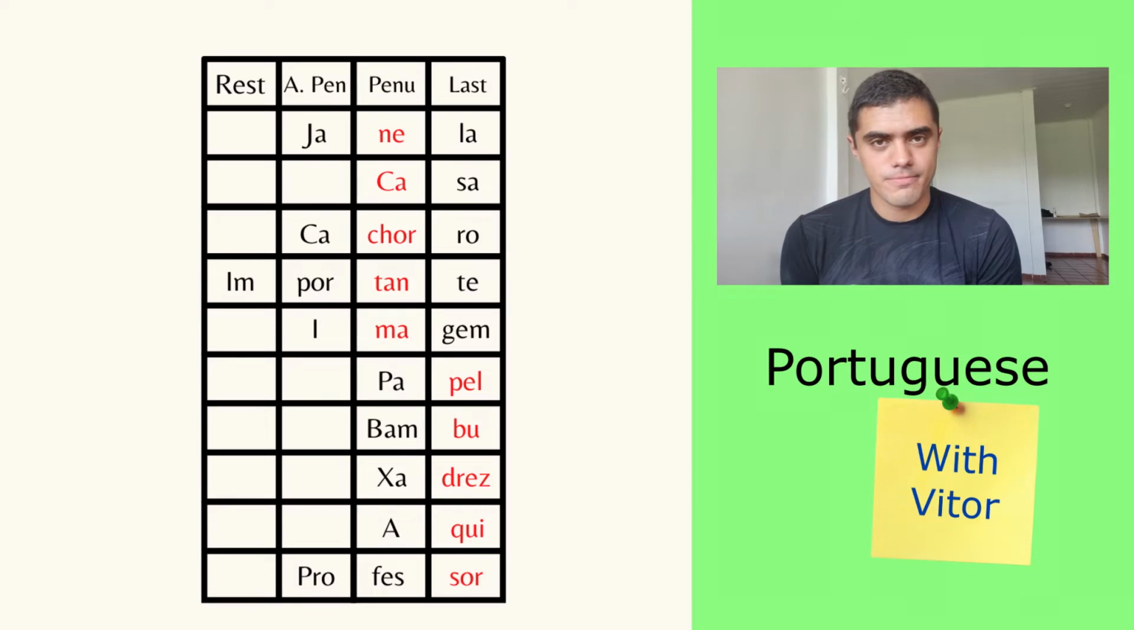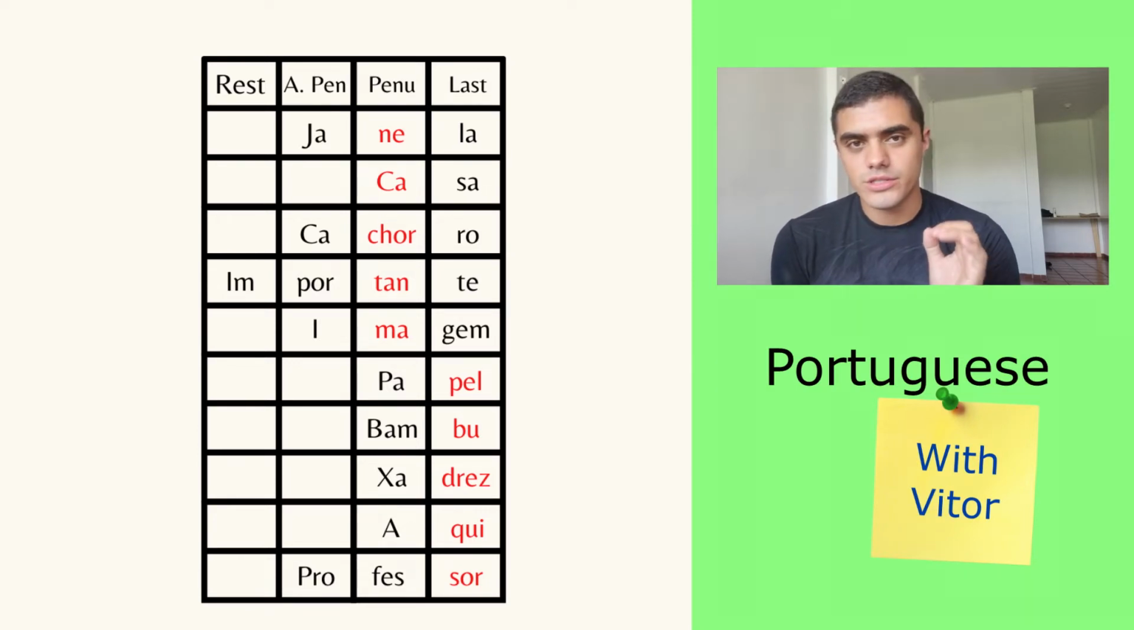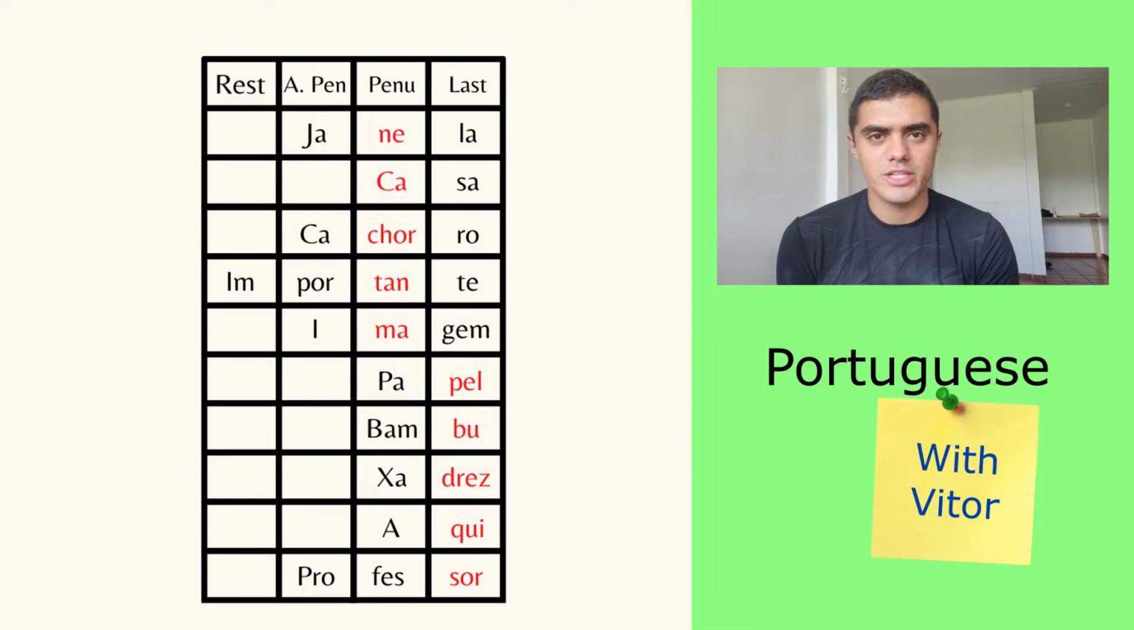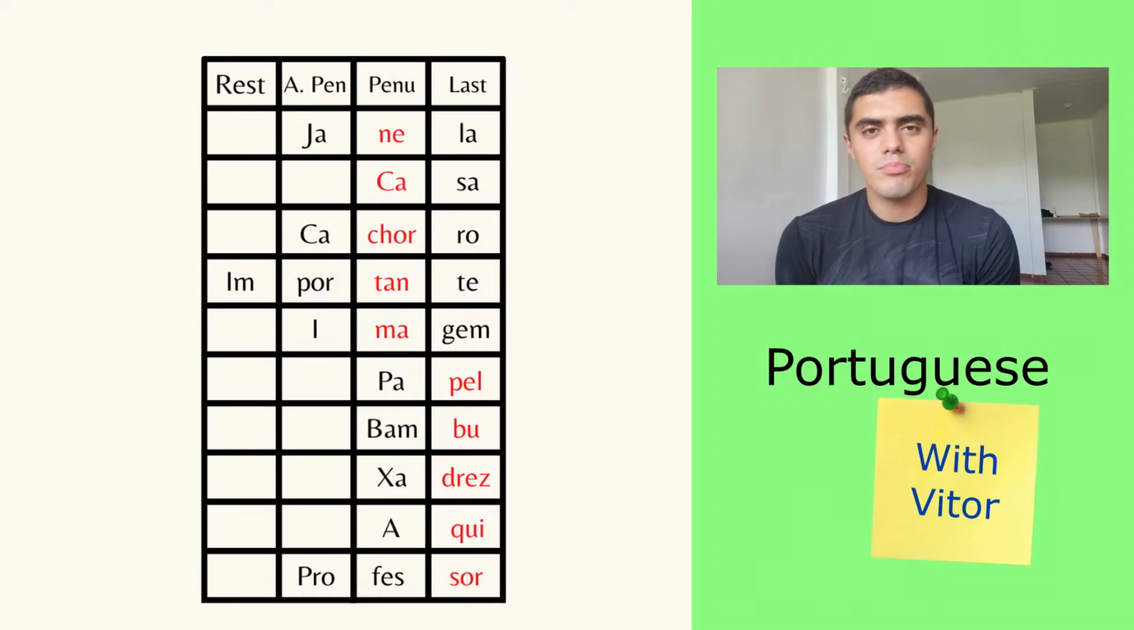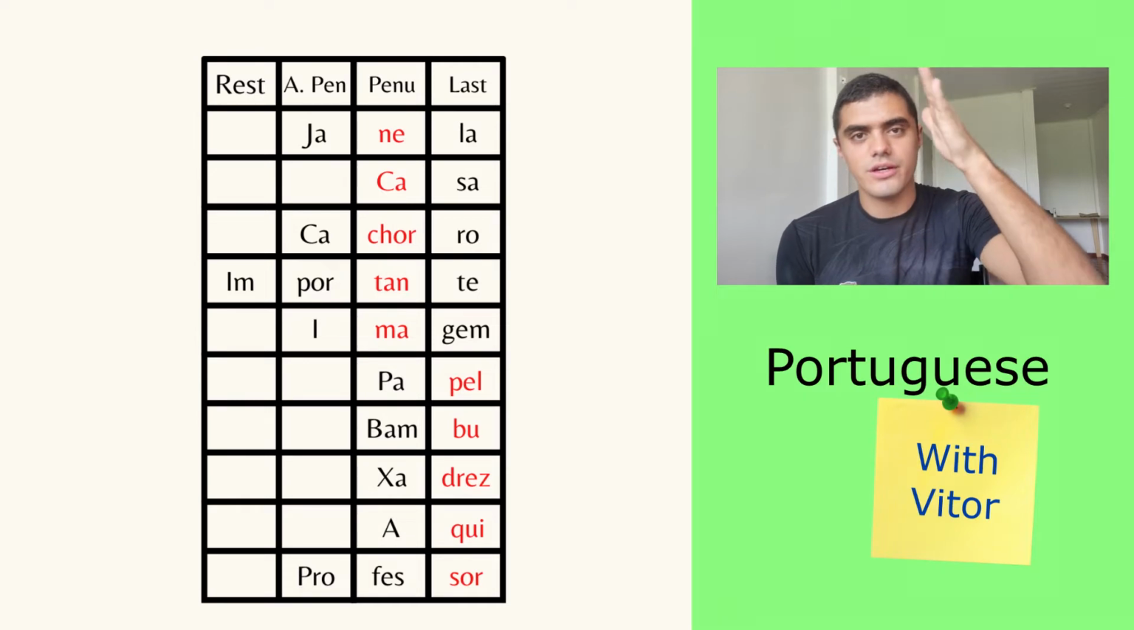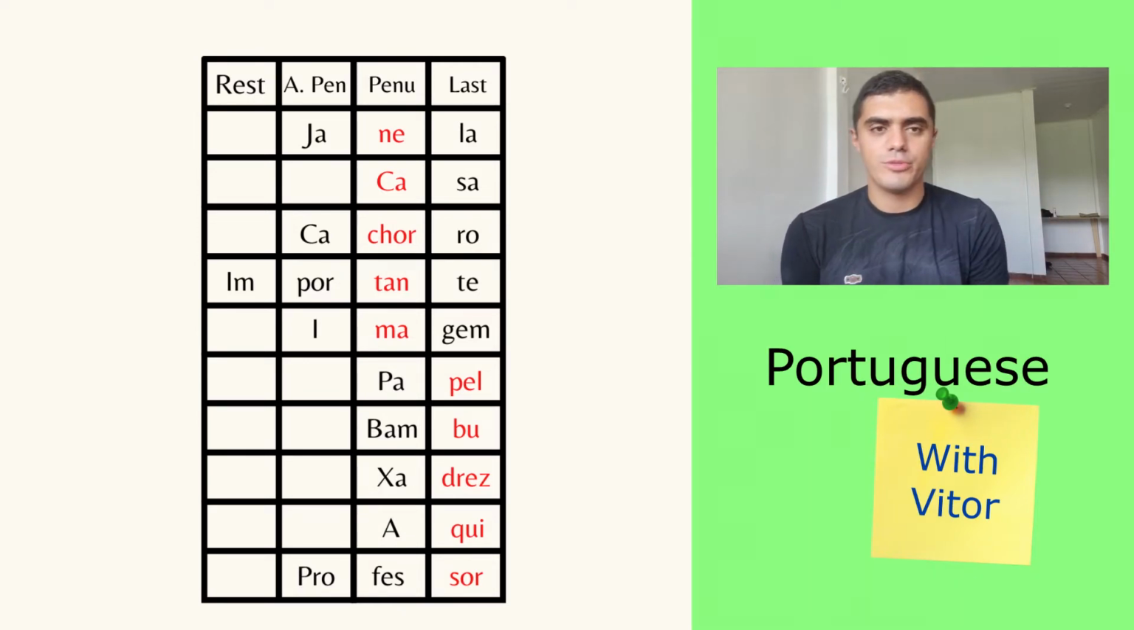Let's see some examples for the penultimate syllable. Janela. The word has the stress in the penultimate syllable. It's not janela or janela, it's janela. It means window. The word house, casa. The word dog, cachorro, penultimate. And the word importante, important. And we also have the word image, imagem. So all these words have the stressed syllable in the penultimate.